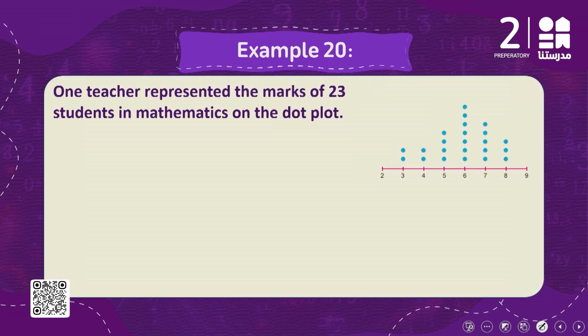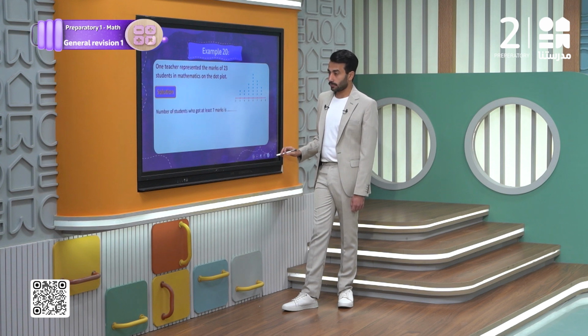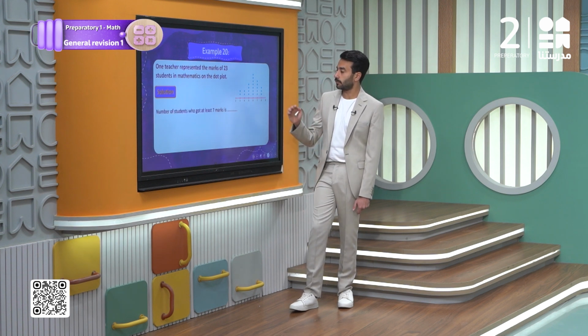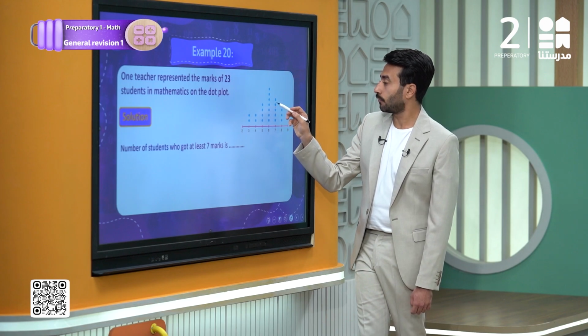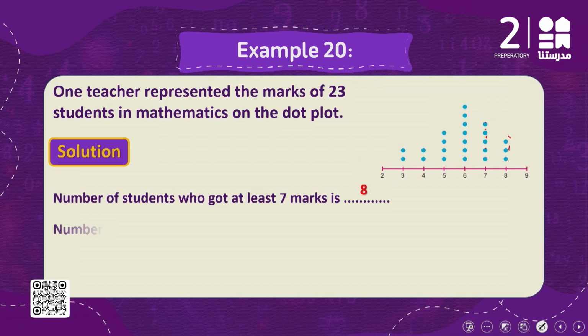One teacher presented the marks of 23 students in mathematics on the dot plot like this one. Now you need to find the number of students who got at least 7 marks. So at least 7 means 7 or more. We have 1, 2, 3, 4, 5, 6, 7, 8. They are 8 for sure.